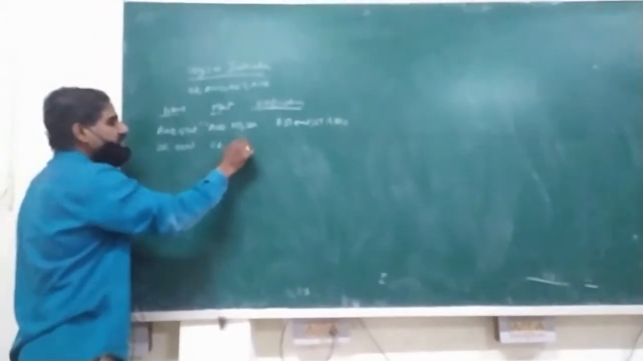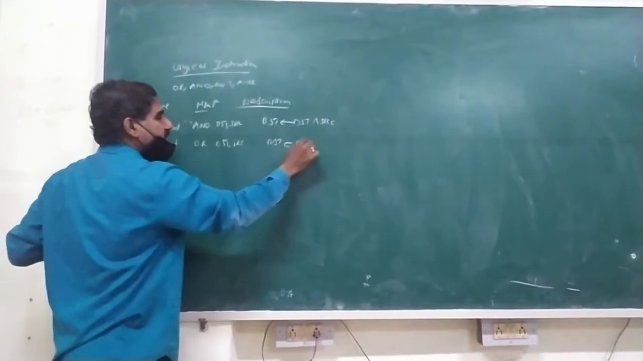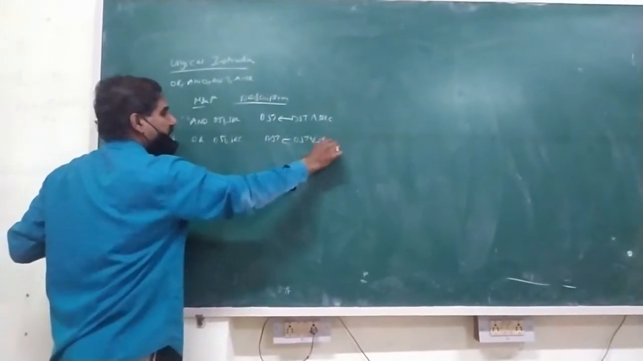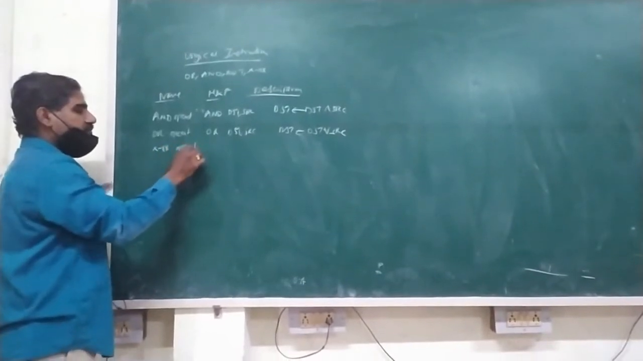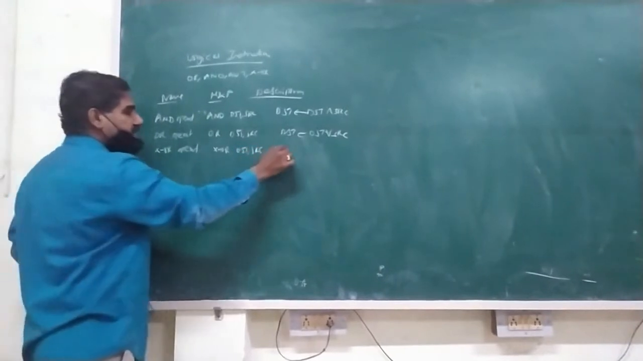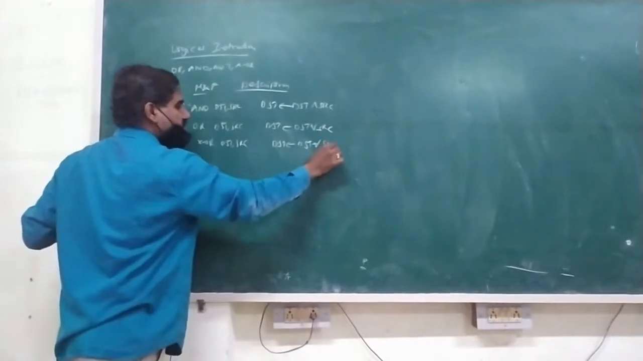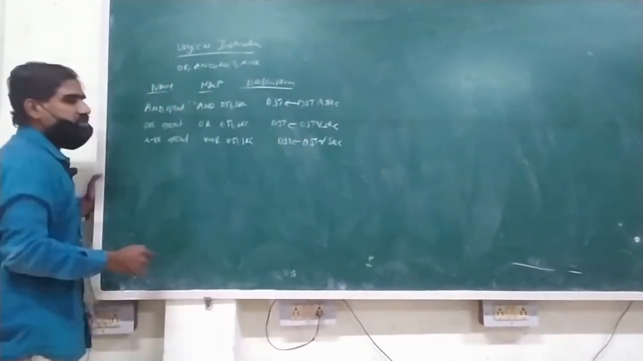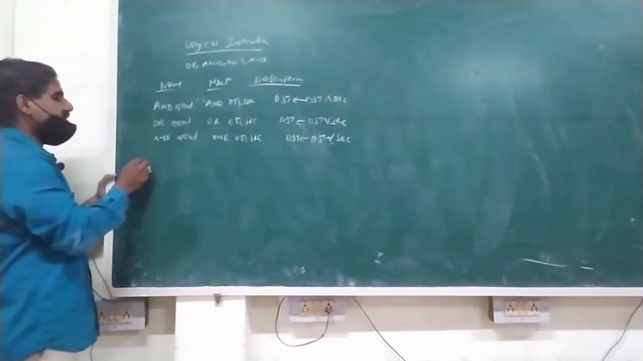OR DST comma source. Again the result is stored in destination only. It is used to perform the OR operation. Next one is the XOR operation. XOR DST comma source. Again the result is stored in destination. Between source and destination we perform XOR and the result is stored in destination.